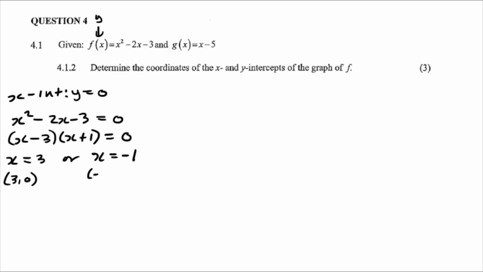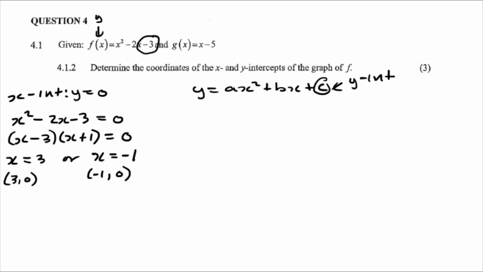Then for the y-intercept, if you look at our function here, it's written in the form y is equal to ax squared plus bx plus c. The value of c is your y-intercept, so it is written in intercept form. We can take our negative 3 as c, so our y-intercept is 0 and negative 3. So very simple there. Let's go to the next question.